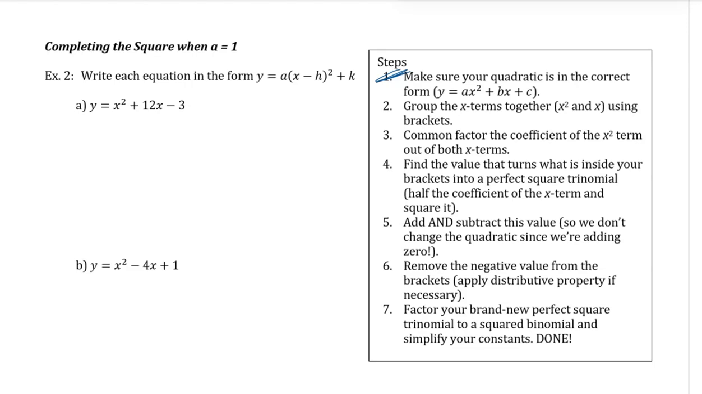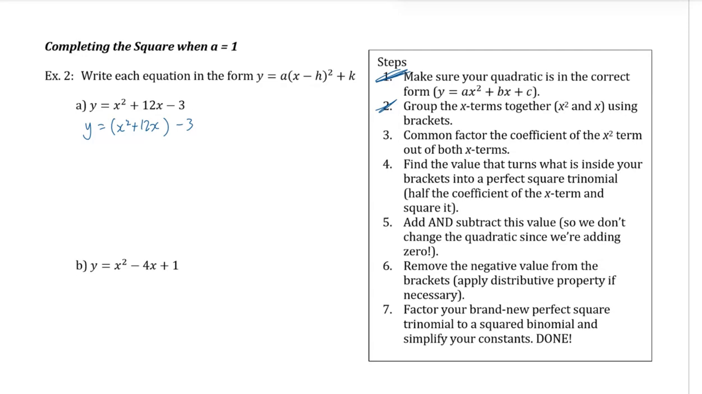Step 2, group the x terms together, x squared and x, using brackets. For the first couple of times we do this, I'm going to show extra steps. This is for learning. Trust me, you want to do it right now, but eventually you don't have to do this as a separate step. All I did was put brackets around those. You could even just do it in the question, right? You could just do that if you wanted to. Done. See, I told you these steps are short.